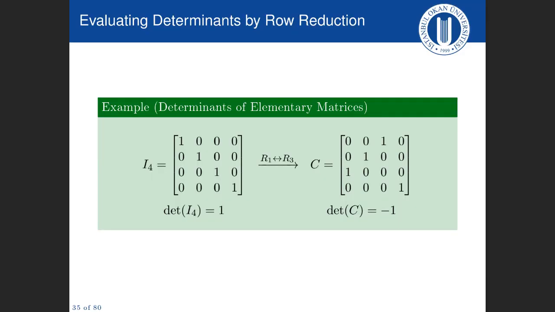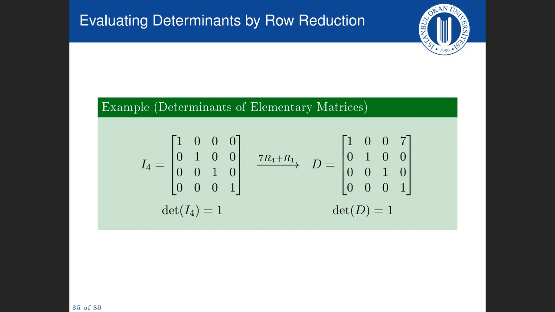Or if we swap 2 rows, we multiply the determinant by -1. Or if we do 7 times row 4 and we add that on to row 1, there's no change in the determinant. This one's easy to check because this is a triangular matrix, and the determinant of a triangular matrix is always the product of the entries on the main diagonal. So 1 multiplied by 1 multiplied by 1 multiplied by 1.